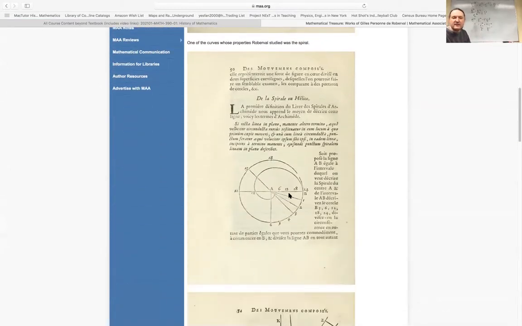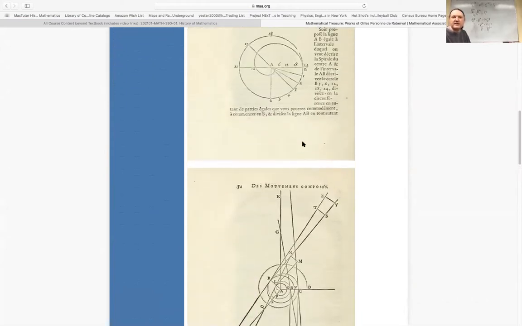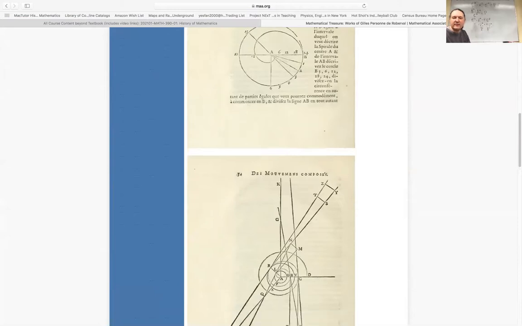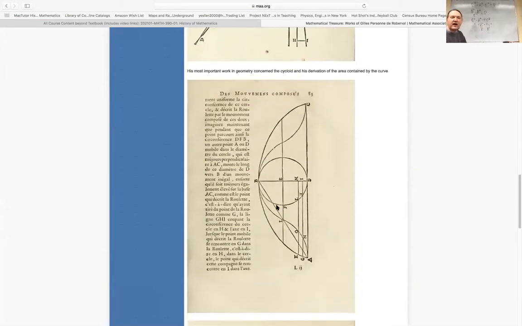Roberval, among other things, found some areas inside of spirals and broke them up into sectors, which should look like polar coordinate areas. He also found the area under a cycloid. Here's a graph of a cycloid.